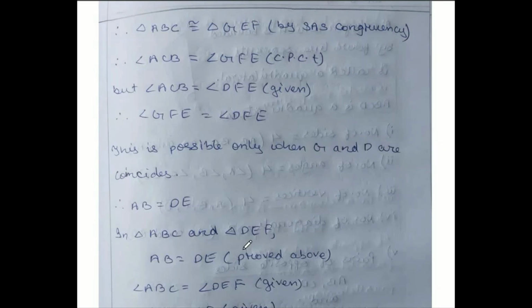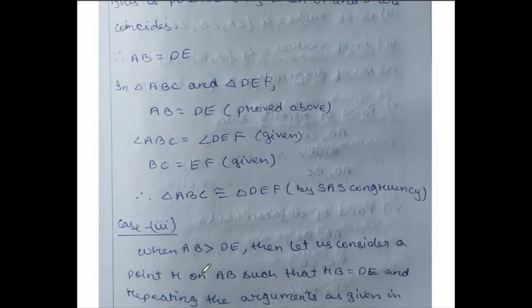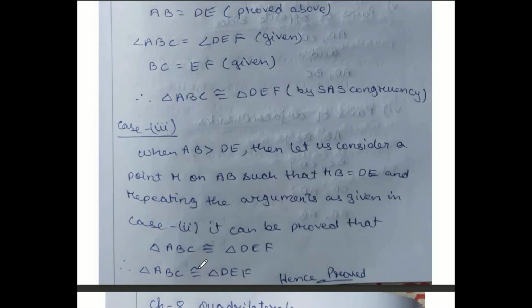Now, in triangle ABC and triangle DEF, AB equals DE, because we have already proved above that AB and DE are equal. Angle ABC and angle DEF are already given equal, and BC is equal to EF, that is also given. Then both the triangles are congruent by side angle side congruency. Now case 3. Since it is a very long theorem, we will not discuss it in detail. So for case 3, what will we do?